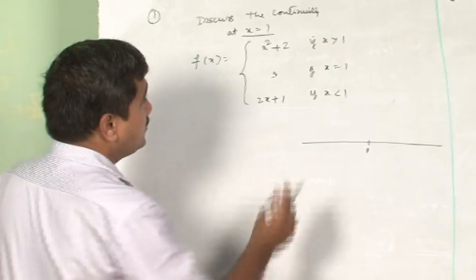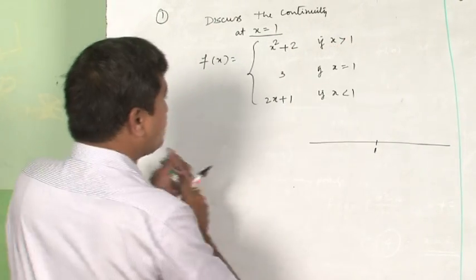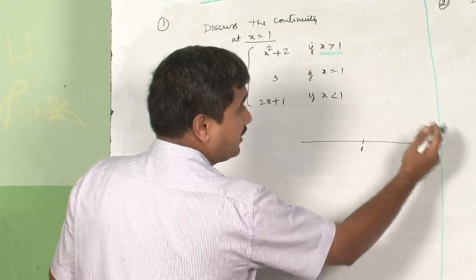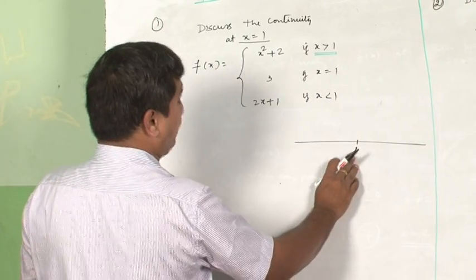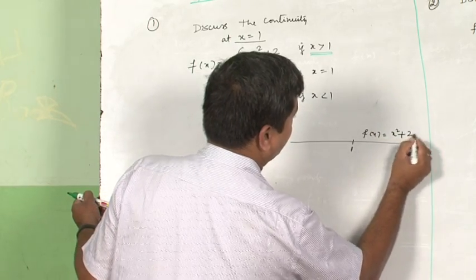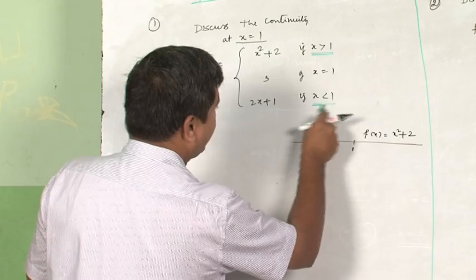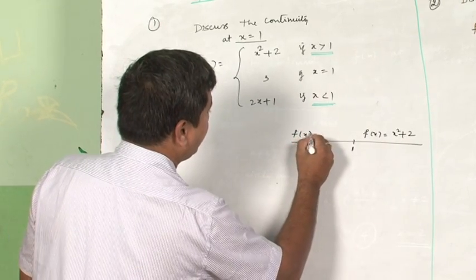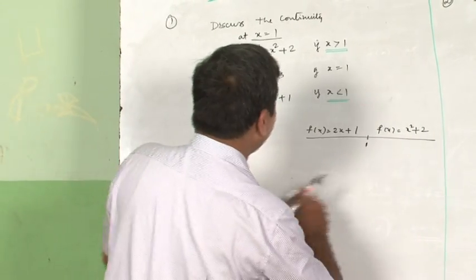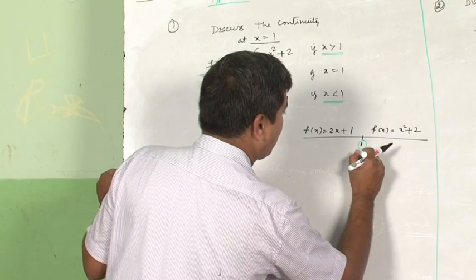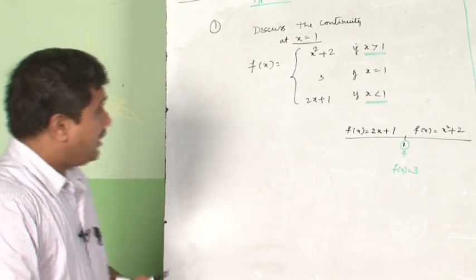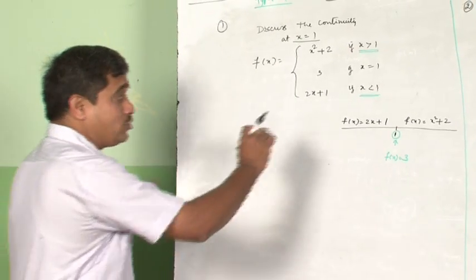When x is greater than 1, this is a very important point which you have to note down. When x is greater than 1, I mean on the right side of the number line to the point 1, the function's definition is, very interestingly, x square plus 2, and to the left of 1 the function's definition is different, it is 2x plus 1. Then at x is equal to 1, at this point the function's value itself is defined as 3.